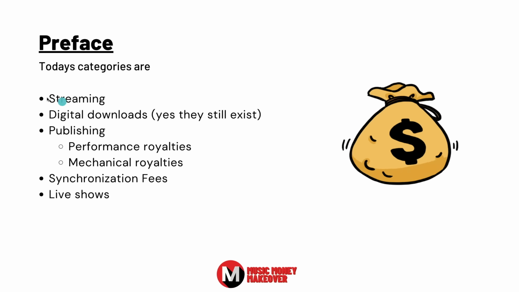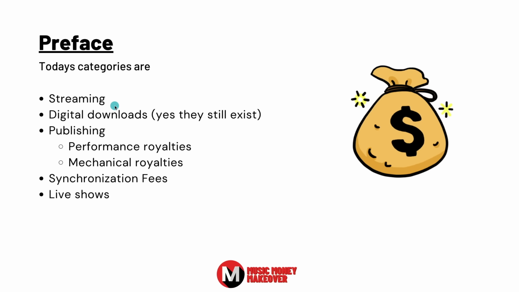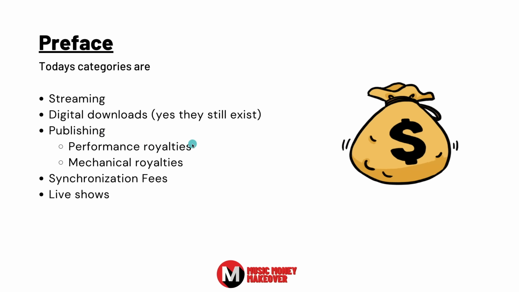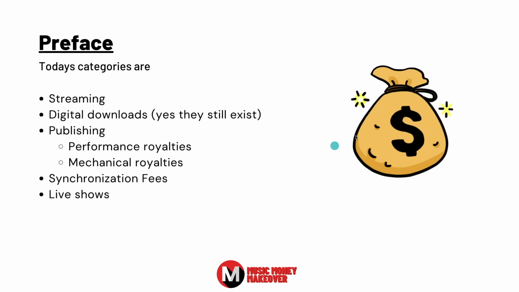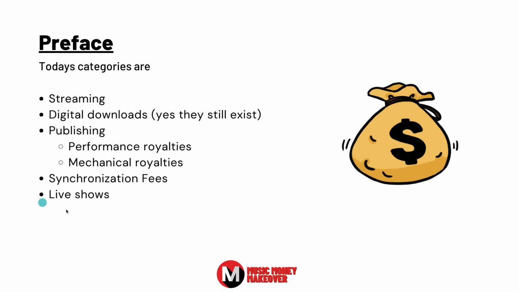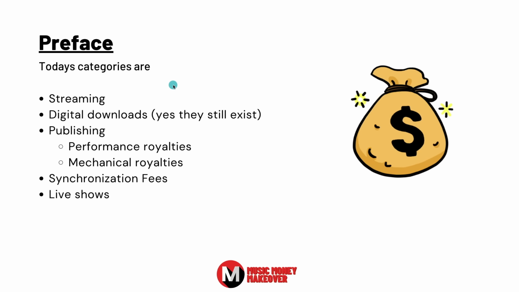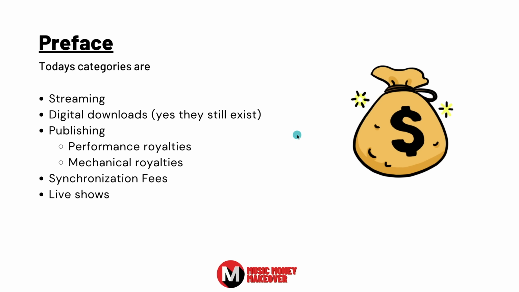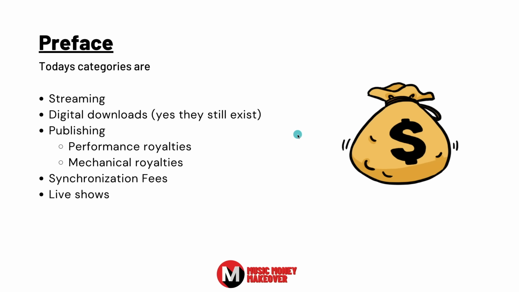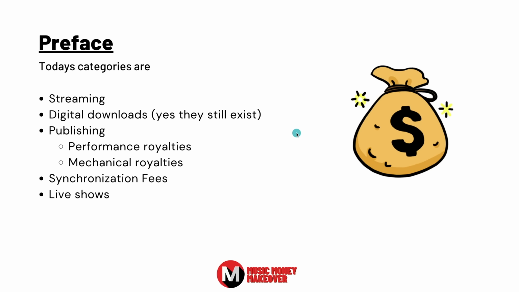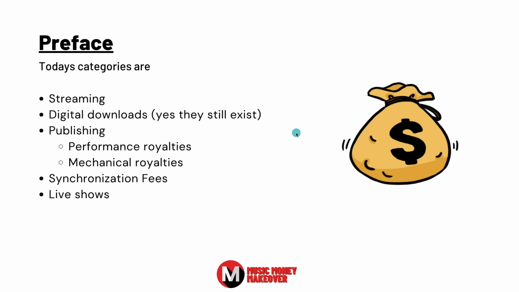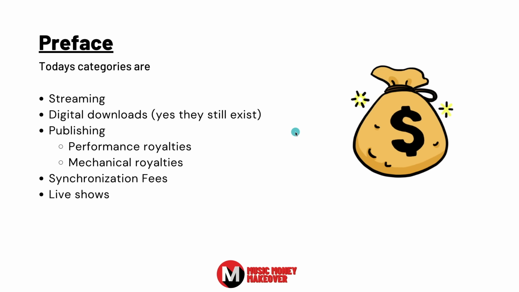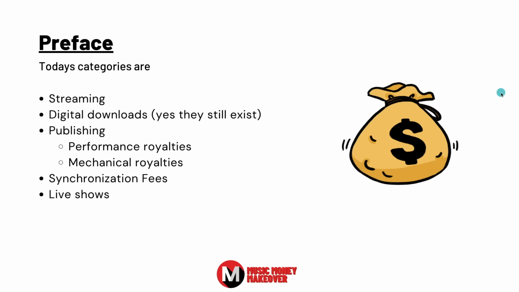So now today's categories are streaming, digital downloads, publishing, performance royalties, mechanical royalties, synchronization fees, and live shows. These are going to be the top ones that most people will focus on here. There are a lot of small area ones that you can work out depending on your model or what type of music that you make. But these are going to be the top areas. I'm going to show you how these areas will collect the $10,000. I'm going to show you the breakdown of that, so you understand what you have to do in terms of numbers to get there, not in terms of work. So let's go.